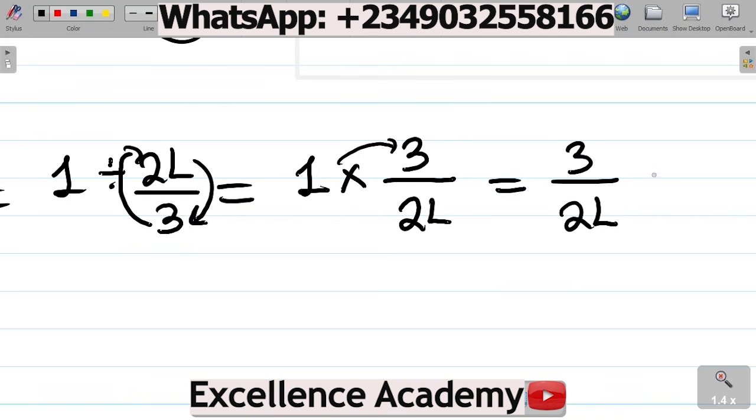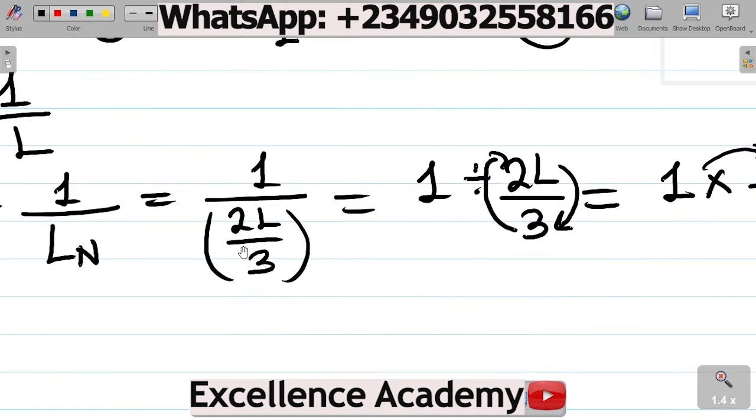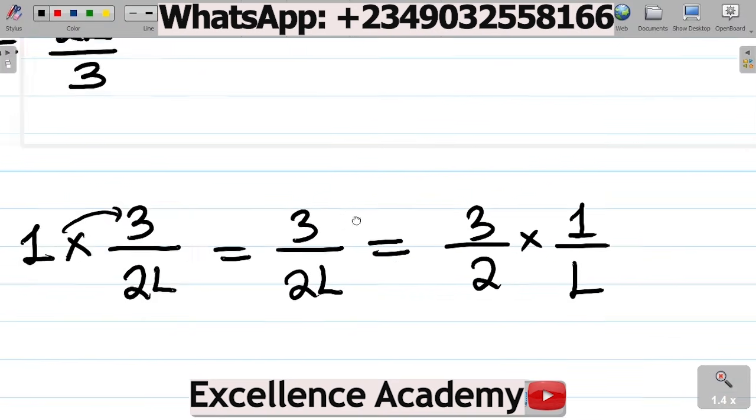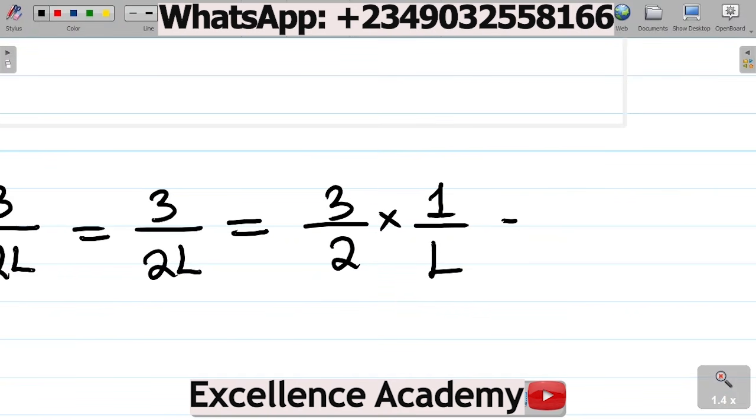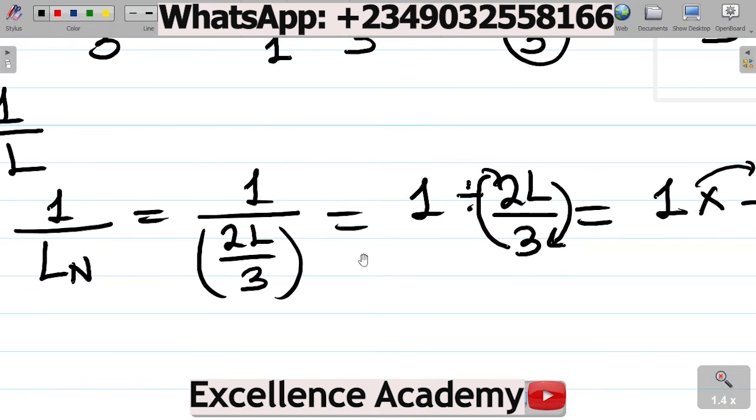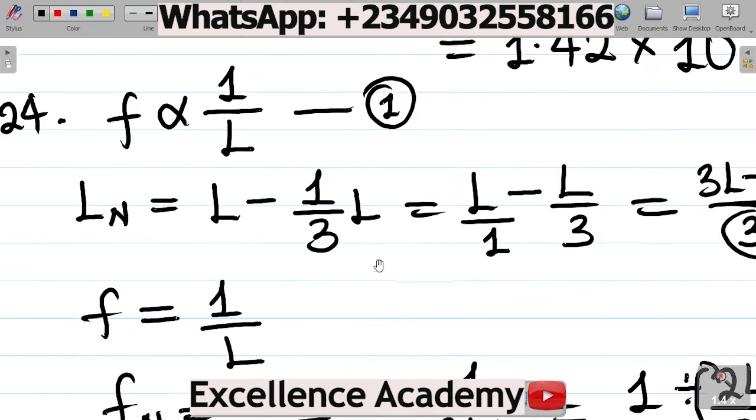Now, 3 over 2L is the same thing as 3 over 2 times 1 over L. That's correct. And recall that we said 1 over L represents something. 1 over L is equal to what there? F, as you can see. In essence, this is equal to 3 over 2, and 1 over L is F, so it becomes 3 over 2F. In essence, the new frequency is equal to 3 over 2 of the former frequency. All right, so that's your answer.